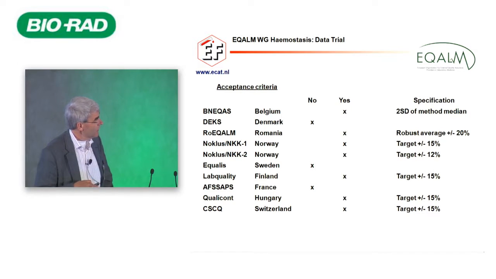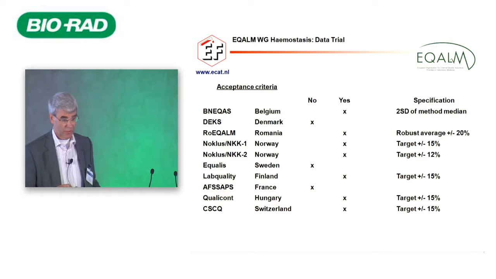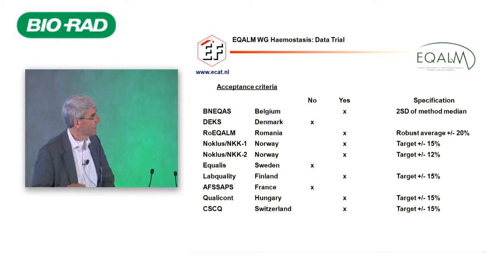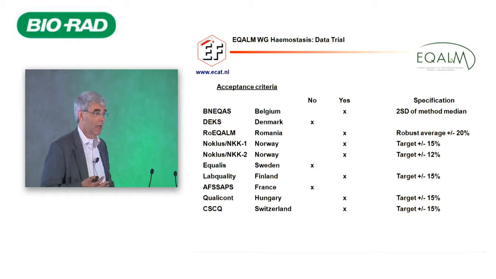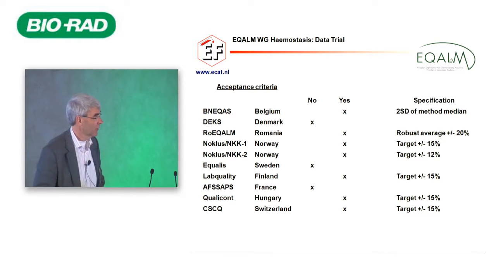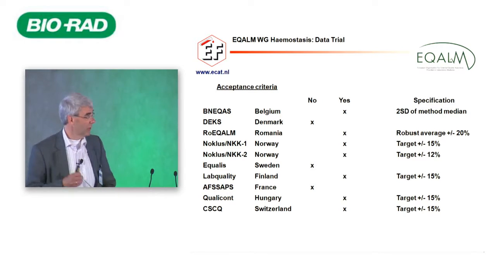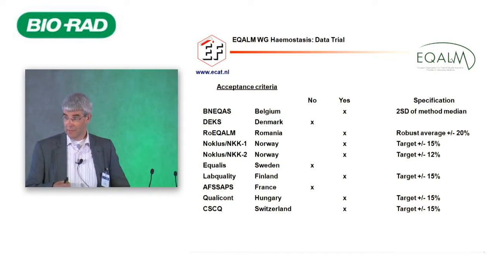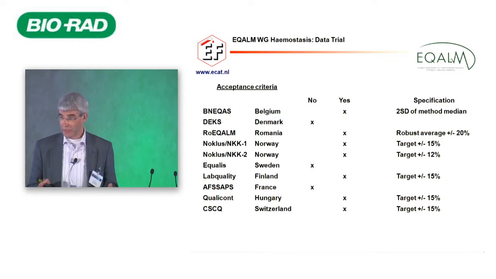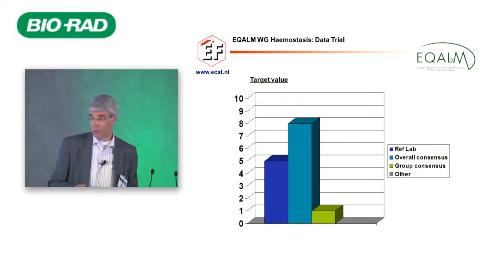Also, if we look at acceptance criteria, you see that there are some similarities between the programs, but there are also different specifications used. A quite frequently used acceptance criterion in the field of coagulation is the target value, which is mostly the consensus value, plus or minus 50%. But what is that based on? Is that evidence-based, or is that common practice? Some historical reasons for that. Nobody knows, more or less.